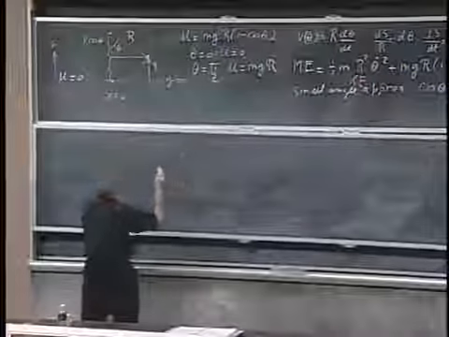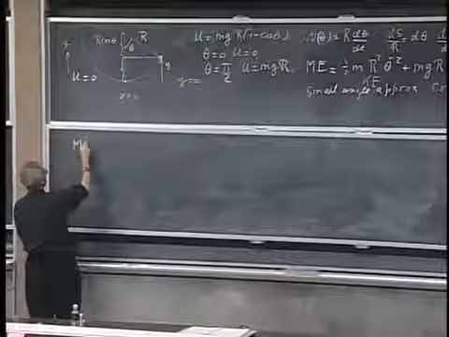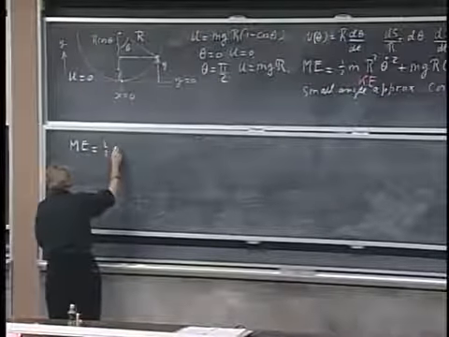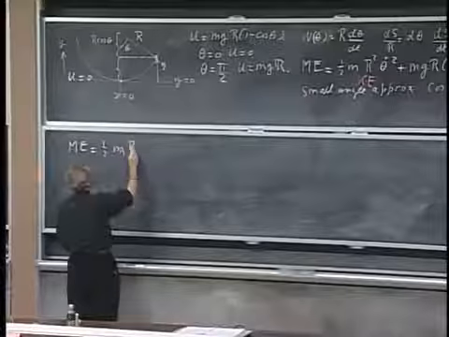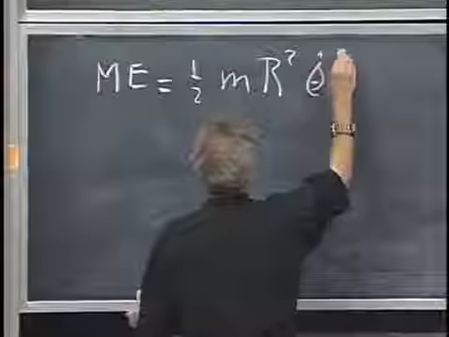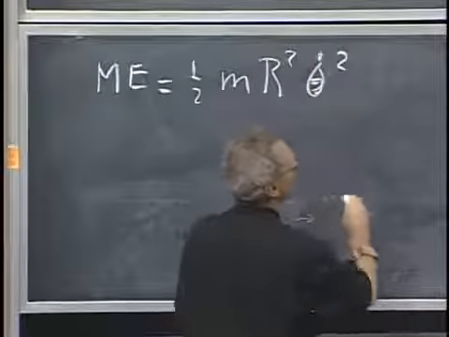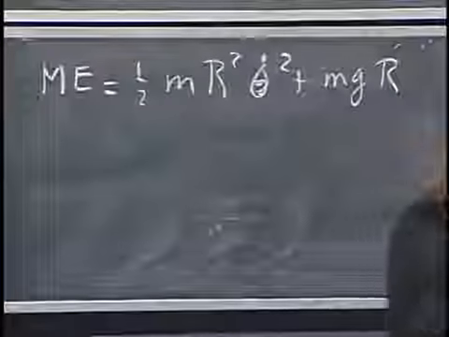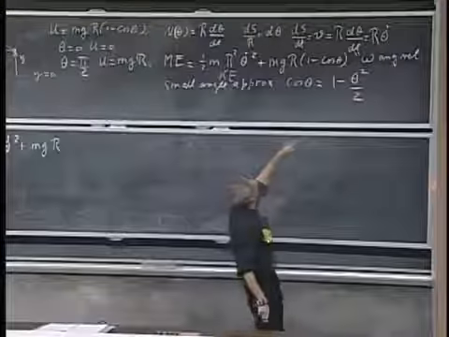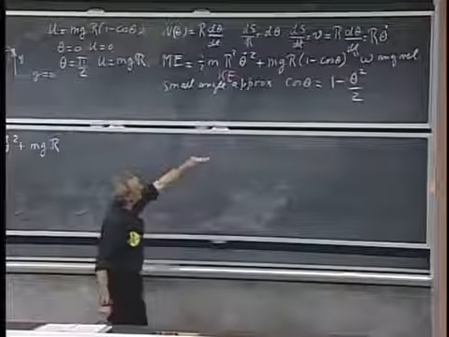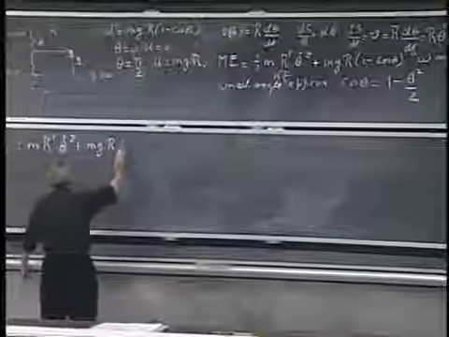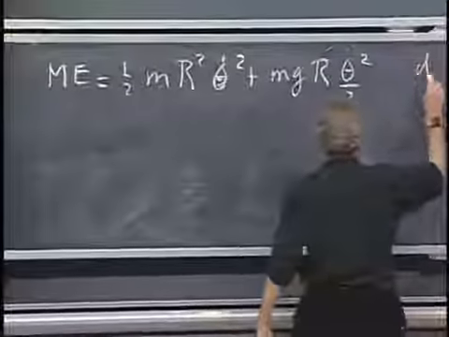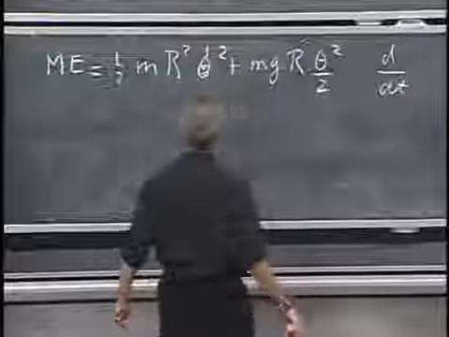So we're going to get that the mechanical energy, which is not changing, equals 1/2 m r squared theta dot squared plus mgr times cosine theta, which becomes 1 minus theta squared over 2. So we have a minus times minus becomes plus. So I get simply theta squared over 2. And now I take the time derivative.